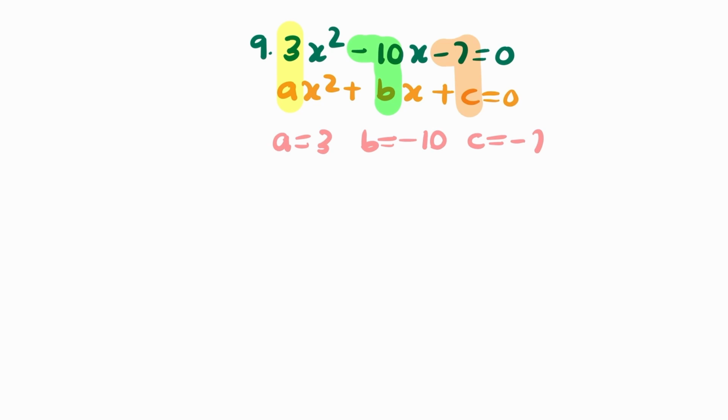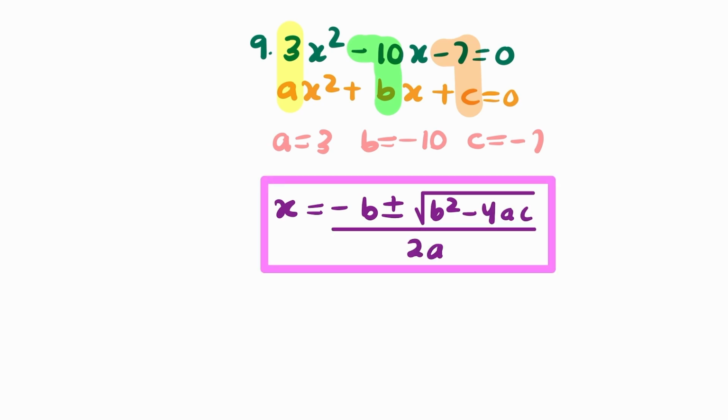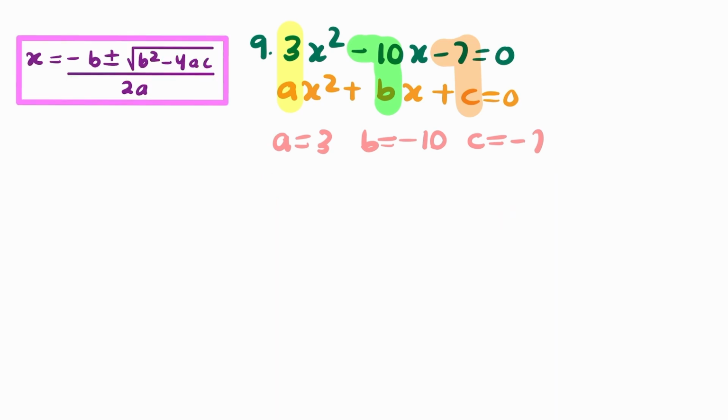What is the quadratic formula again? Repeat after me. x equal to negative b plus or minus the square root of b squared minus 4ac over 2a. This is the quadratic formula. Let's try to apply these values into the quadratic formula part by part.